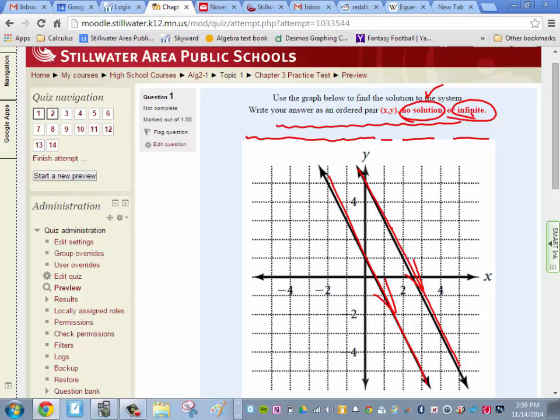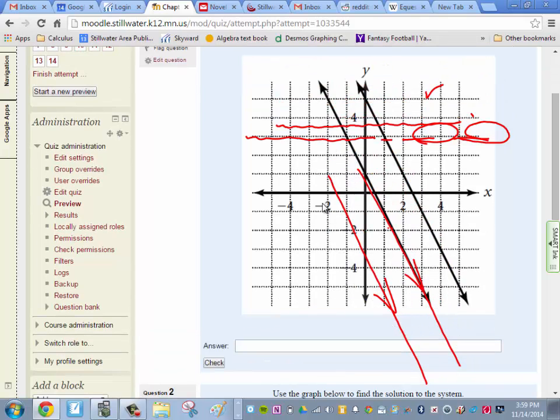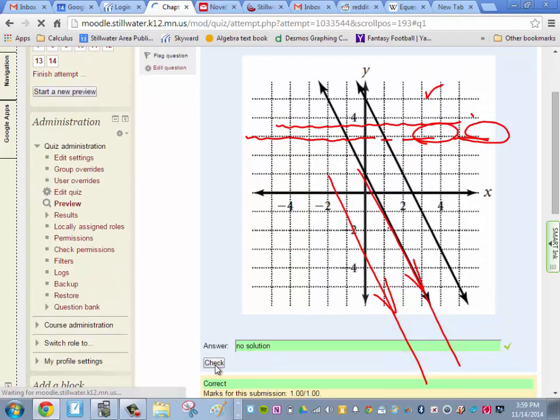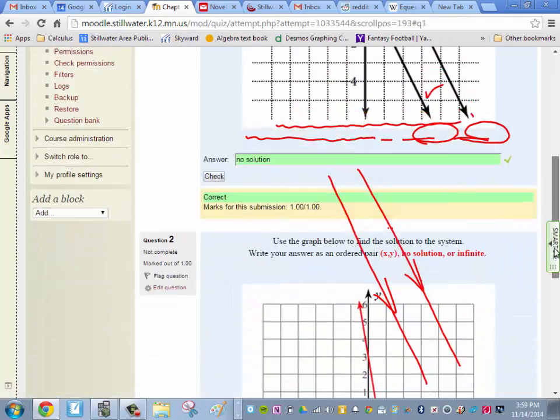But if you're horrible at typing, you can copy this. Control C, that's the copy part, and then Control V, that's the paste part. And now it's pasted in there. We're going to check our solutions, and I hope I got the settings right. Oh, there we go. No solution is the correct answer. We're moving on to the next one.